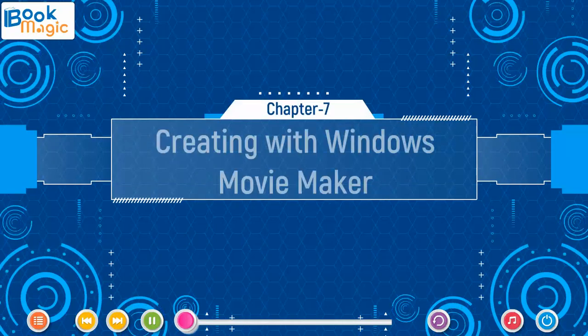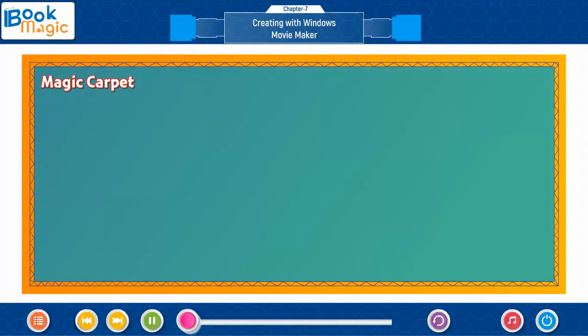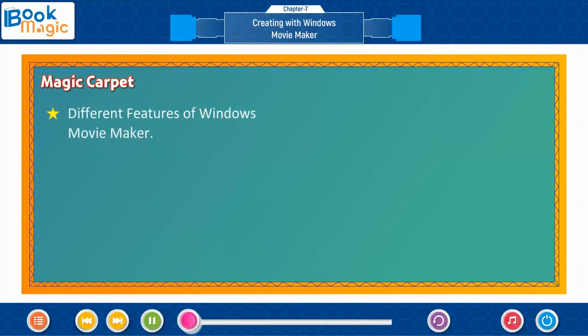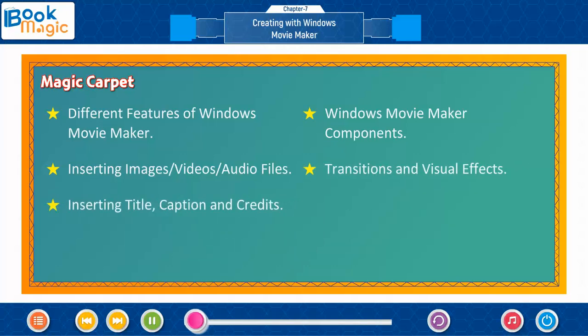Chapter 7. Creating with Windows Movie Maker. Magic Carpet. Different features of Windows Movie Maker. Windows Movie Maker components. Inserting images, videos and audio files. Transitions and visual effects. Inserting title, caption and credits. Learning to edit media clips.